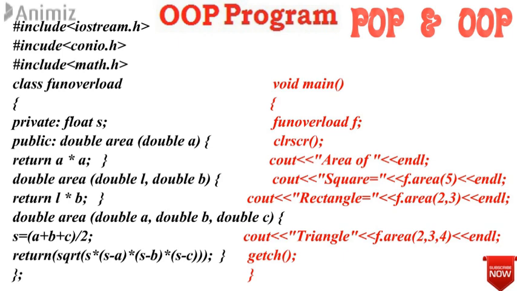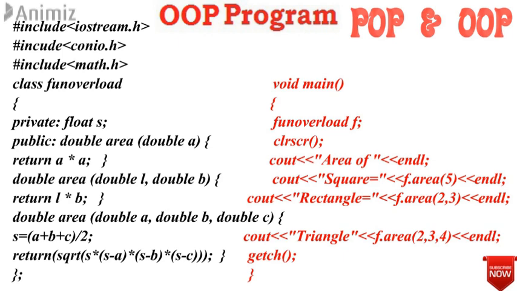The first member function will calculate the area of a square. The second member function with the parameters L and B will calculate the area of a rectangle, that is, length and breadth. And the third member function, with A, B, and C, will calculate the area of a triangle. Here, all of these are declared within the class named fun overload. Then later we have the void main function.